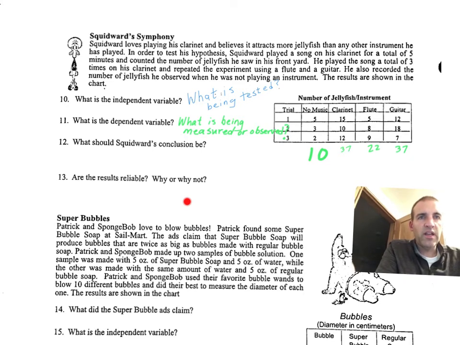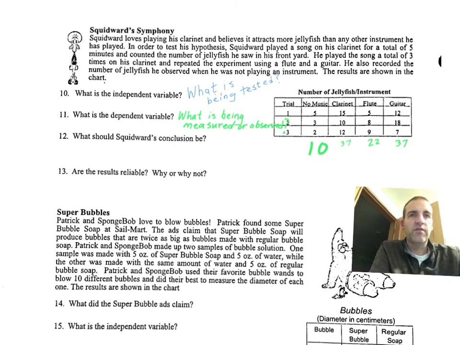Are his results reliable? Why or why not? Well, it depends on if he waited in between his trials. We don't know that. Did he wait a set amount of time? Was it just random? So there is information there that's missing that would help us to know one way or the other if this was accurate.